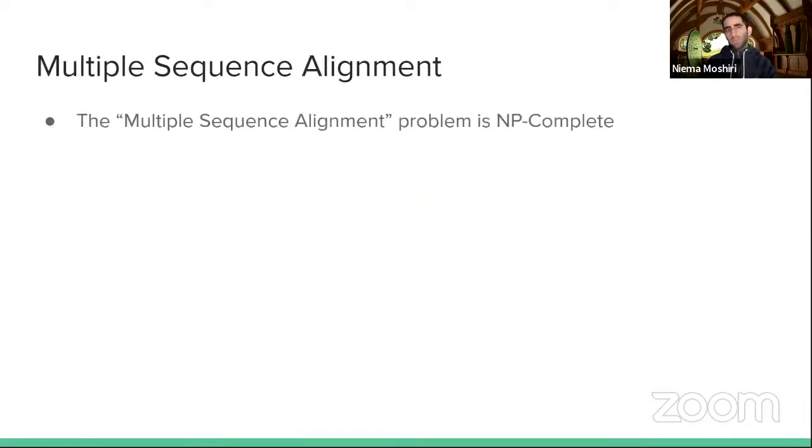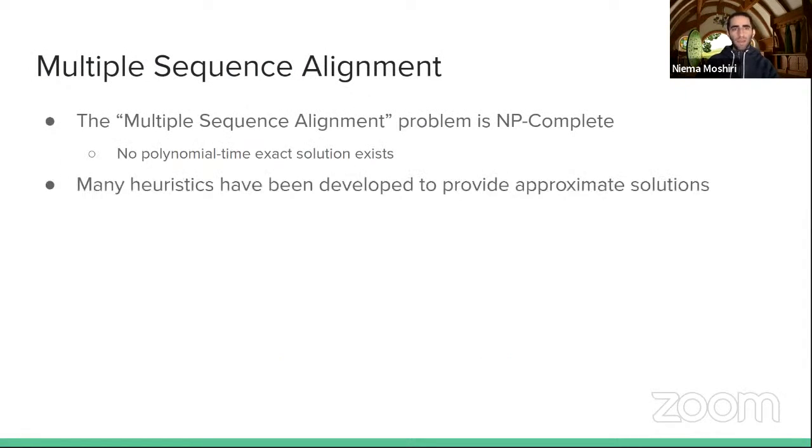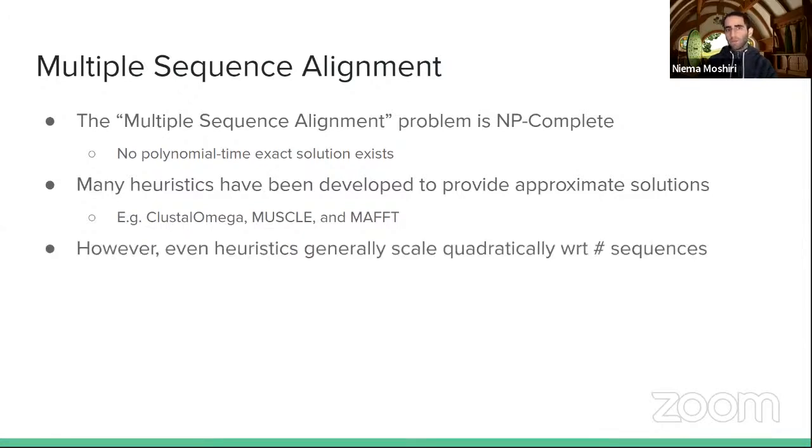So the multiple sequence alignment problem is NP complete, which TLDR, that means we don't have a polynomial time solution. And as a result, many heuristics have been developed to approximate solutions. They're pretty accurate, reasonably. Some of the tools that people might be familiar with are Muscle, Clustal Omega, MAFFT. These are some of the common tools that implement them. However, even these heuristics generally scale quadratically with respect to the number of sequences.